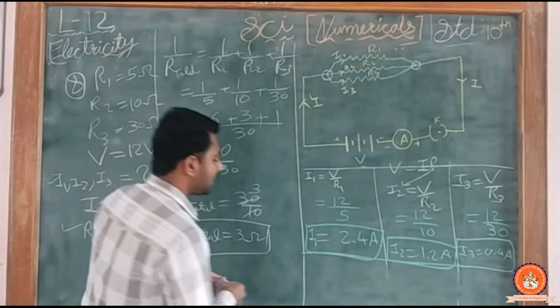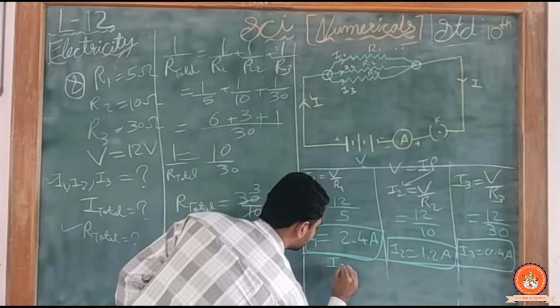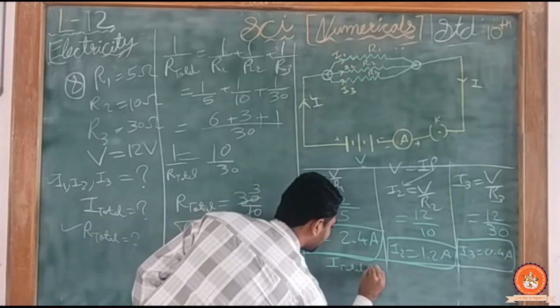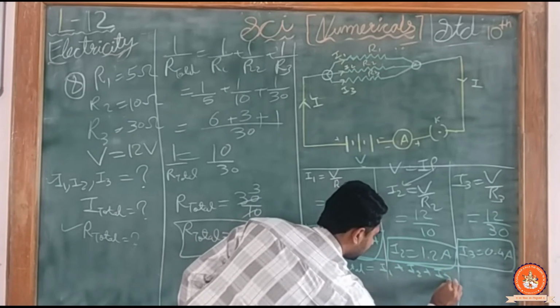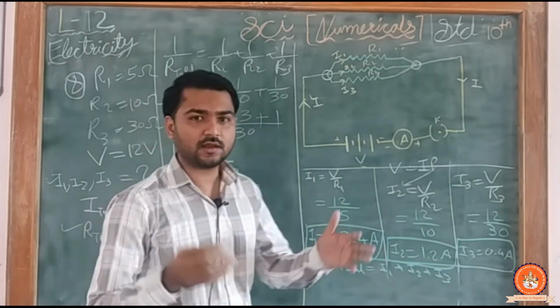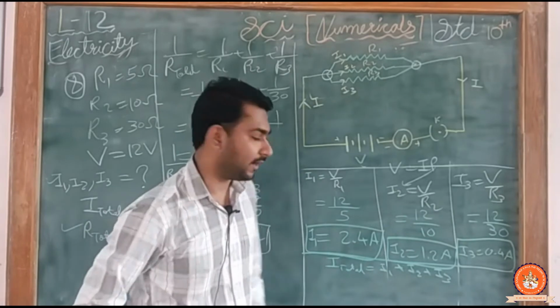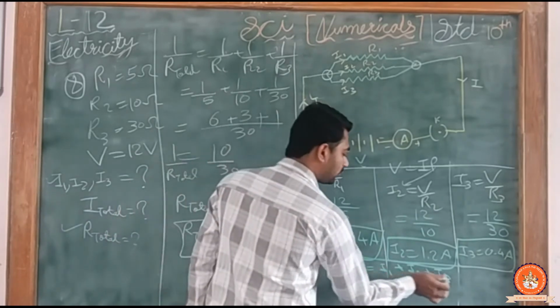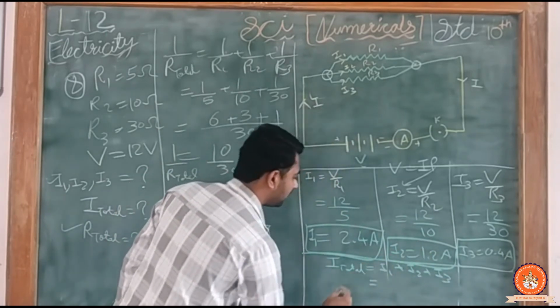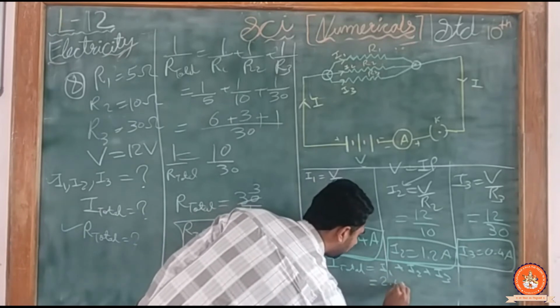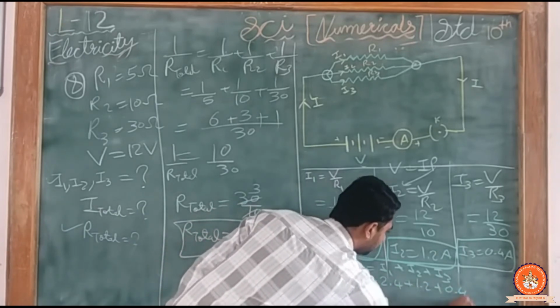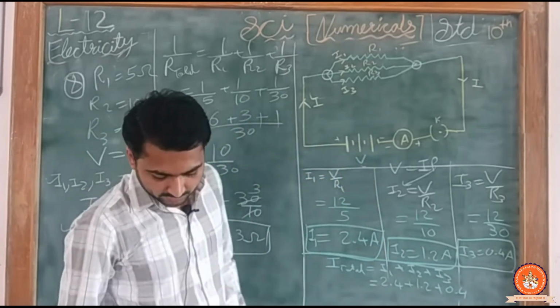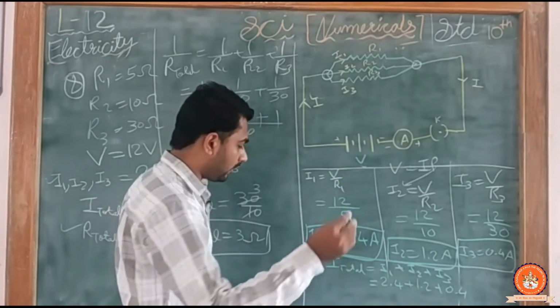So I total means I1 plus I2 plus I3. I1 plus I2 plus I3, total कब मिलेगा? अलग अलग चीज को प्लस करूंगा तब मुझे टोटल मिलेगा. So I total is equal to I1 plus I2 plus I3. Now placing the value of I1, that is 2.4, 1.2 and 0.4. Okay, so I will get the value of current, that is 4 ampere.